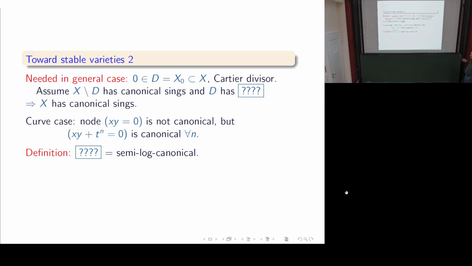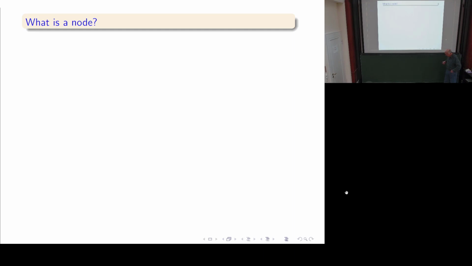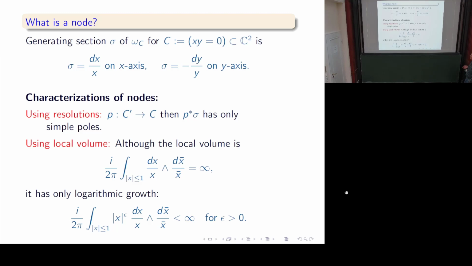And so, well, of course, this is nice. I just make a statement, and then I say my definition is whatever makes the statement true. Okay, but it's not very helpful. So then you ask yourself, well, what is semi-canonical? And now, in fact, you have to take a step back here. The question is, what is a node? It's easy to say, okay, the node is this, but how to characterize it abstractly? So what are the abstract properties of the node that actually describe it? And there are two characterizations.